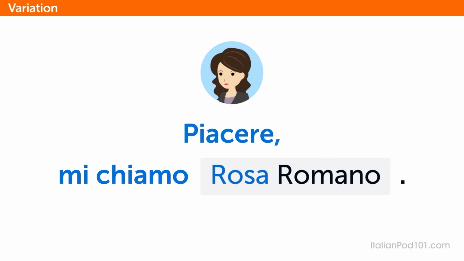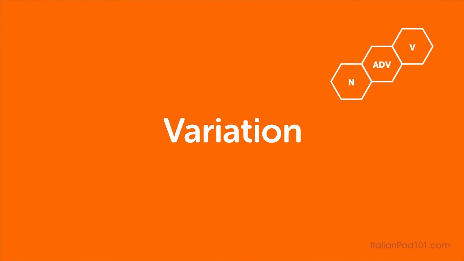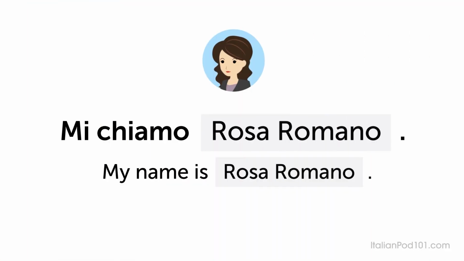Piacere, mi chiamo Rosa Romano. Did you notice how the last speaker uses a different pattern? She says, Mi chiamo Rosa Romano. My name is Rosa Romano.